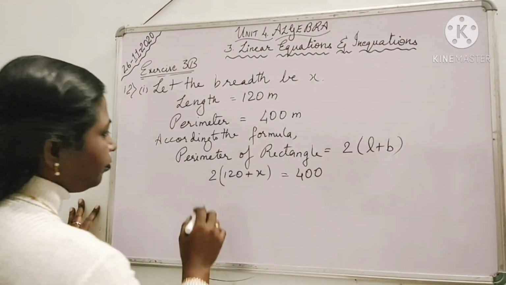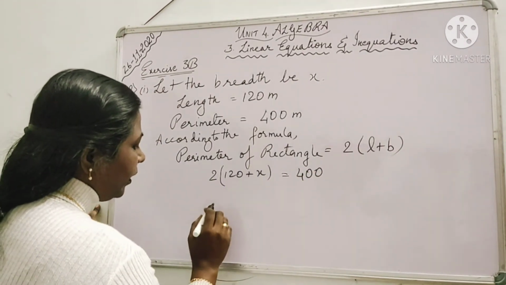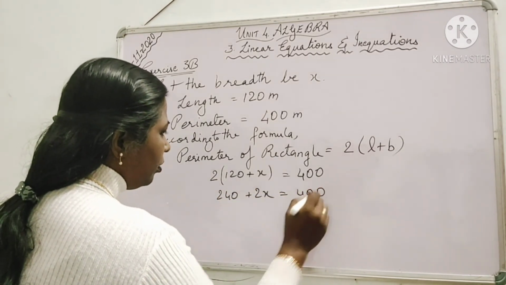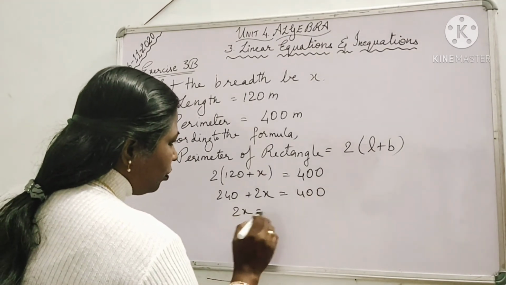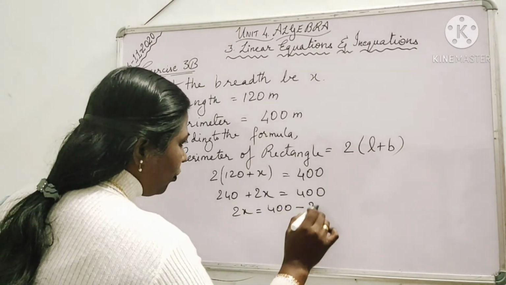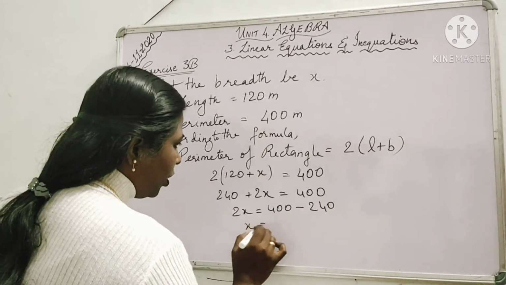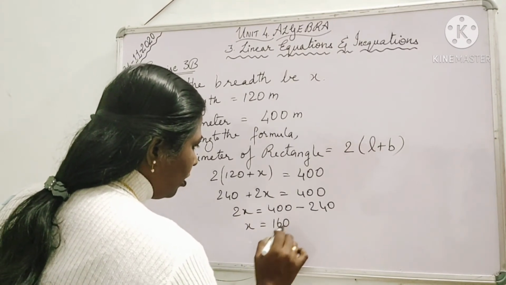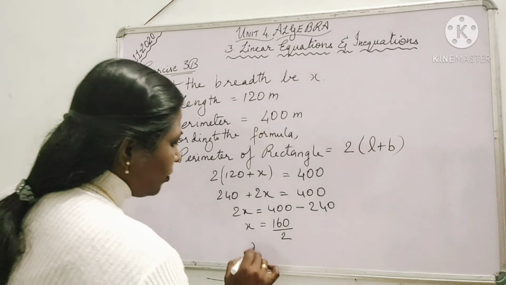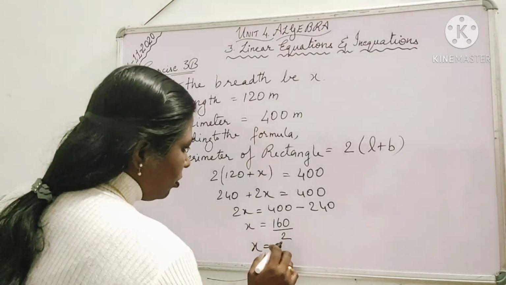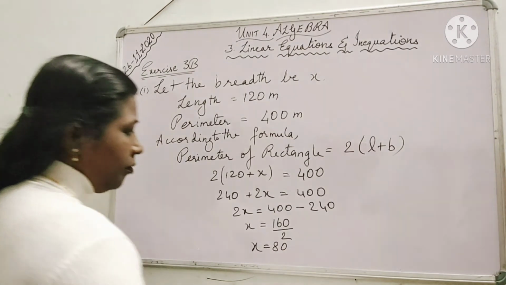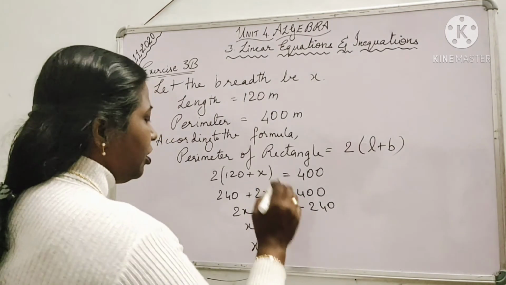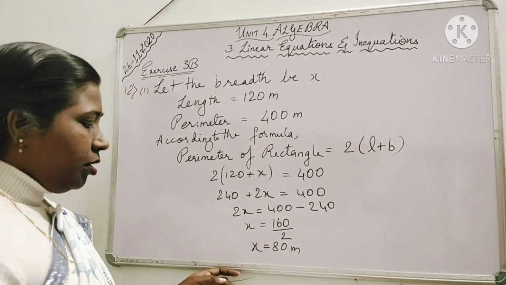Okay, students? So 2 into 120 is 240 plus 2x is equal to 400. Then 2x is equal to 400 minus 240. That will be x is equal to 160 upon 2. Then x is equal to 80. Okay students, 80. What is the unit given? 80 meter.